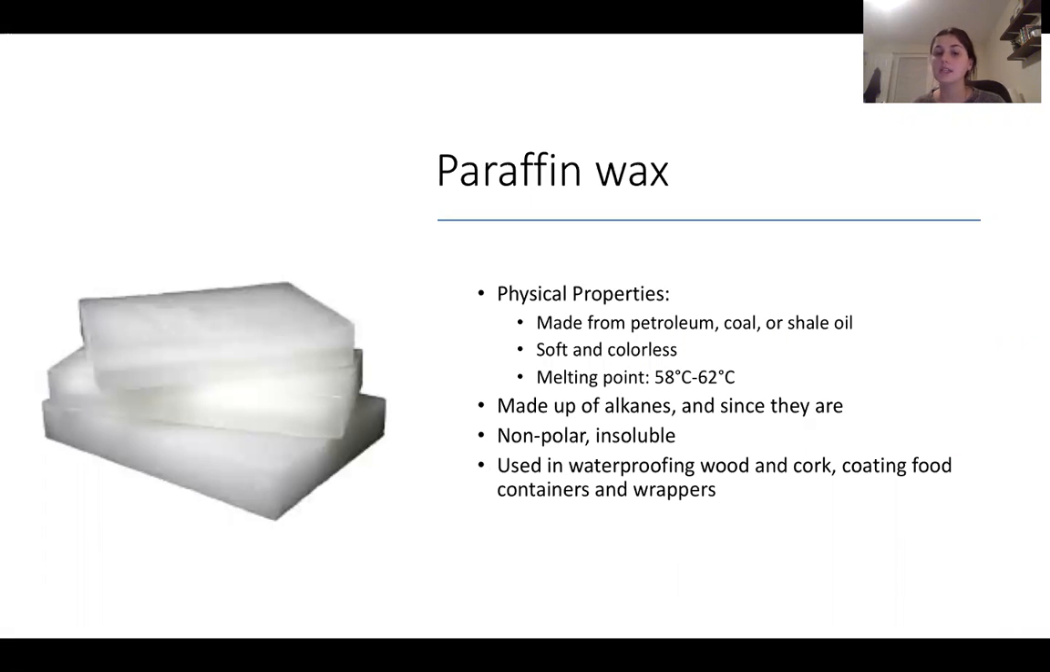Paraffin wax, on the other hand, is made of petroleum, coal, or shale oil. It is soft and colorless with a melting point around 50 degrees Celsius to 62 degrees Celsius, relatively similar to beeswax. It is made up of alkanes, and they are nonpolar and insoluble in water. They're typically used for waterproofing wood and cork, possibly coating food containers and covering food wrappers.